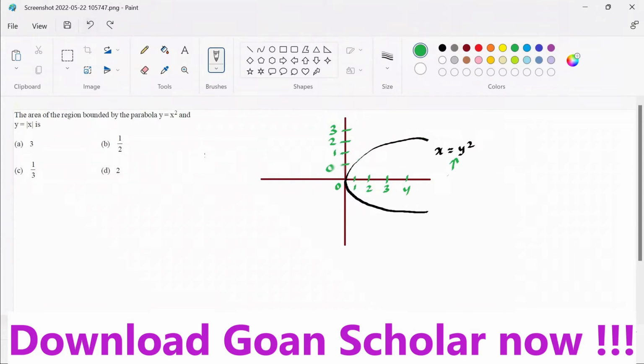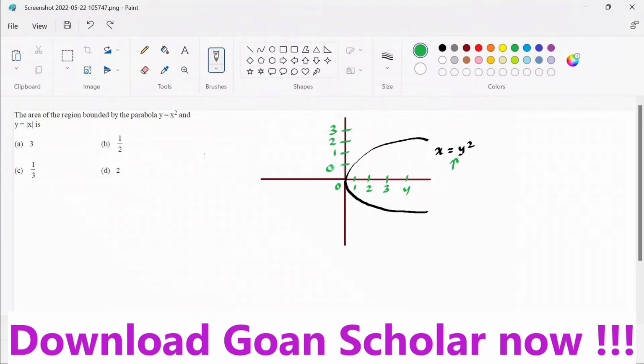Y is the values you are taking in. So if you put y as 0, you are getting 0. If you are putting y as 2, you are getting x as 4. If you are taking y as 3, x is 9. If you put y as 4, your x is 16. So who is changing rapidly? X is changing rapidly. So this will be the curve.